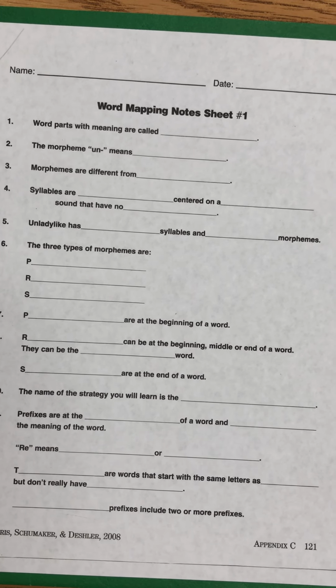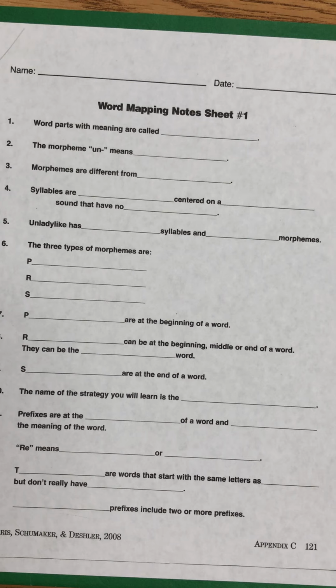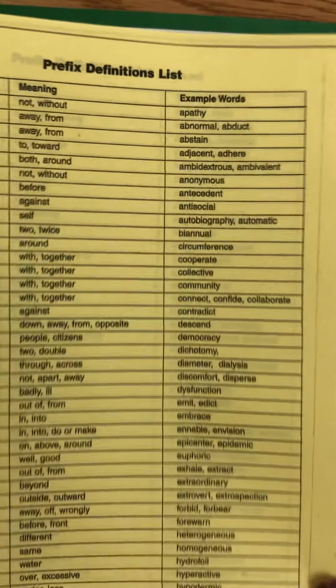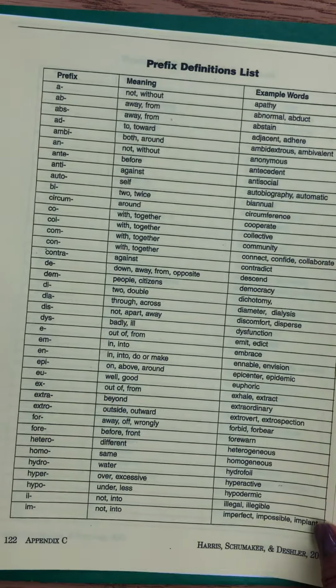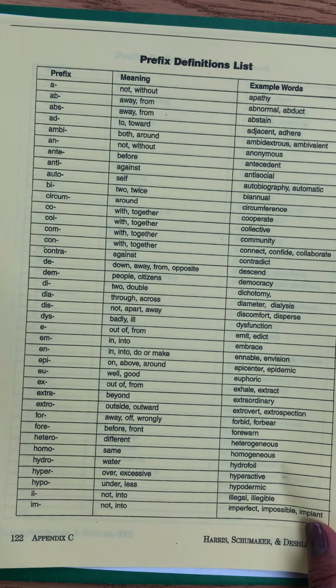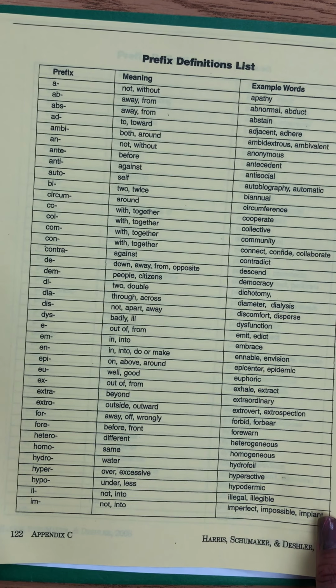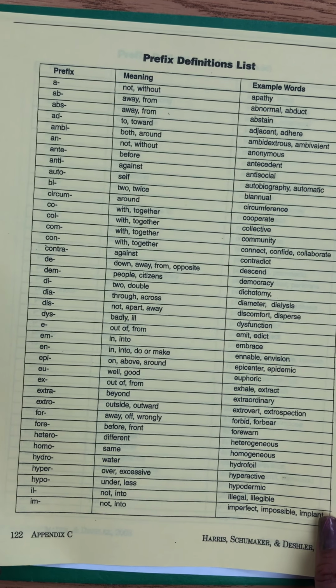So the word parts that have meaning are called morphemes, right? A morpheme is a word or the smallest part of a word that expresses the meaning. So an example would be the morpheme un, and it means not. So I did give you a copy of these, and so anytime it does ask you for a definition, you will have those, and you do have access to those.